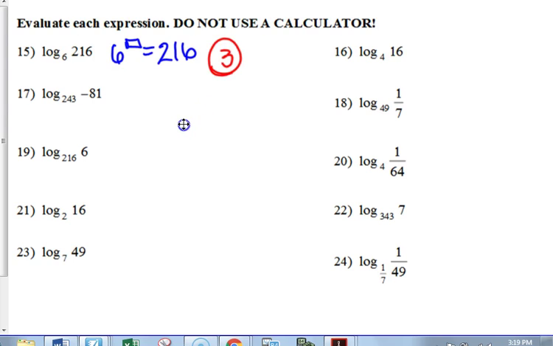What is the one that's no solution? Can't do. Cannot take the log of a negative number.